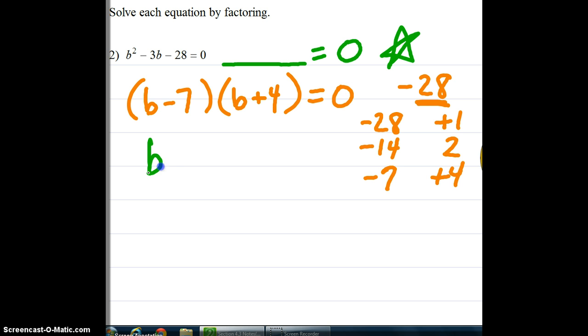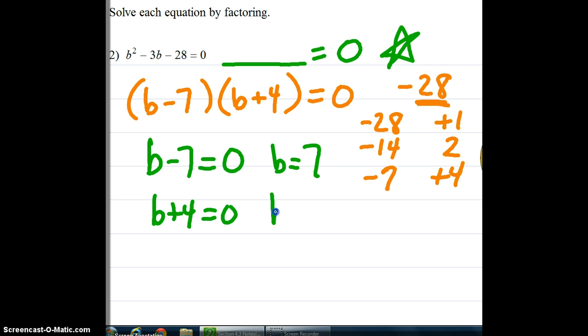So if I set b minus 7 equal to 0, I'll get b equal to 7 as one of my answers. b plus 4 equal to 0, b will equal negative 4 as another answer. And we will look again at our graphing. But again, I want you to include these in your notes.